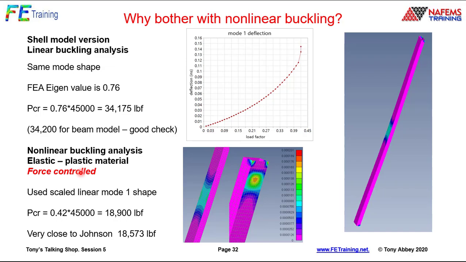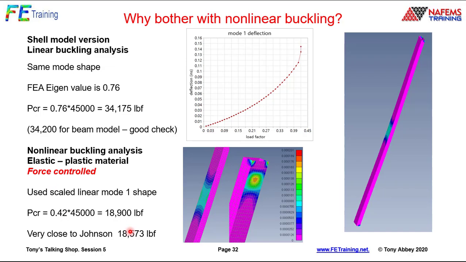Now it's force controlled, which means once it reaches its plasticity, it's going to develop plasticity across here very rapidly. It's going to form a plastic hinge. It is still going to collapse, but it's not an elastic perfectly plastic hinge. It's still able to develop some sort of plastic field in there. If I look at that, I get very close indeed to the Johnson equation.